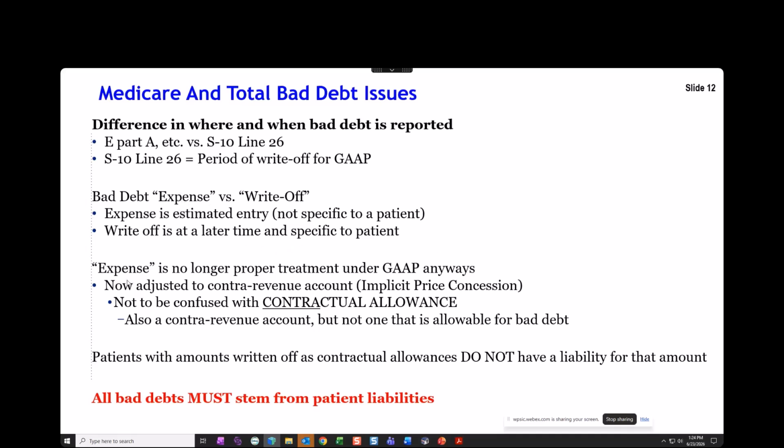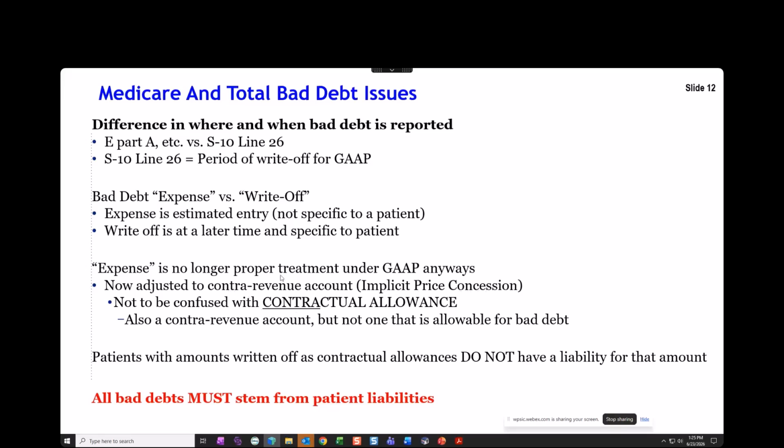To throw another wrench into that, expense is not even the proper treatment under GAAP anymore. That's a fairly recent change. It's now a completely separate account called an implicit price concession. It's a type of contra revenue account. So on the income statement, expenses, of course, offset revenues, but in a separate section. This is a deduction against revenue. A contra revenue account directly offsets revenue in the revenue section. It's like a sales discount, sales return type account. It's the same basic type of thing. For these unlikely to collect type patients or amounts, it's the implicit price concession. That's what they call it.